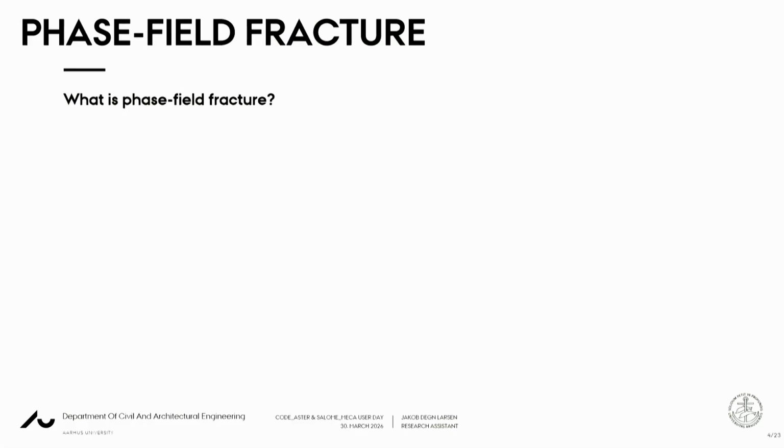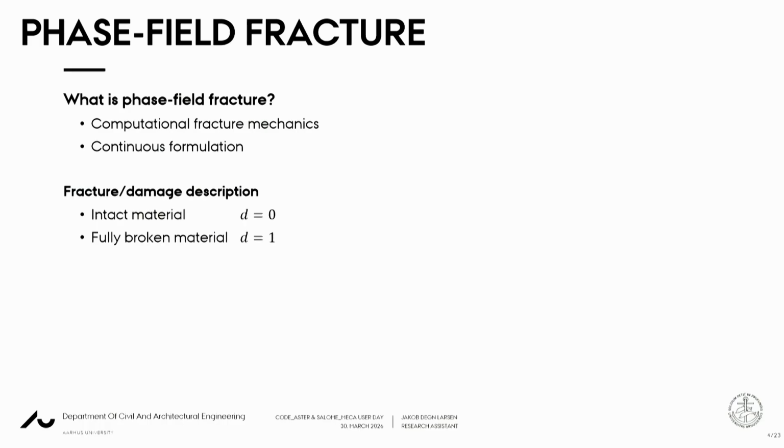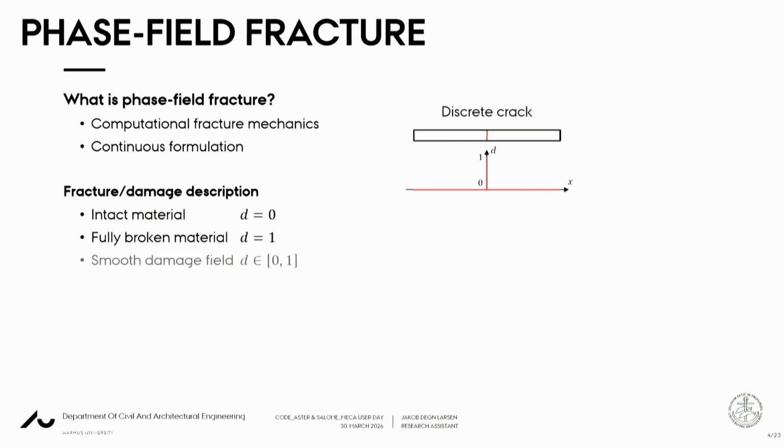So first of all, what is phase field fracture? It's a way to do computational fracture mechanics and a way to do it with a continuous formulation. So the way it describes fracture is with the damage variable D, which is 0 for an intact material and 1 for a fully broken material. So we can consider a discrete crack in 1 dimension. Then this damage variable or phase field variable would look something like this. But in the phase field approach, we would like a smooth damage field varying between 0 and 1.